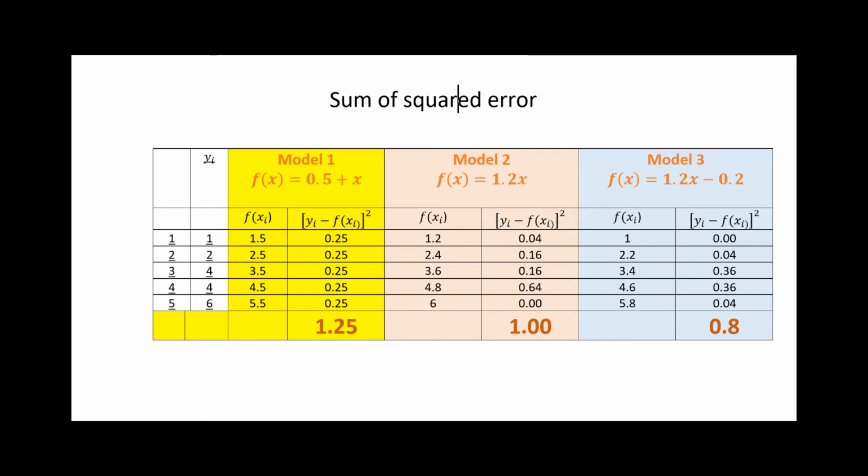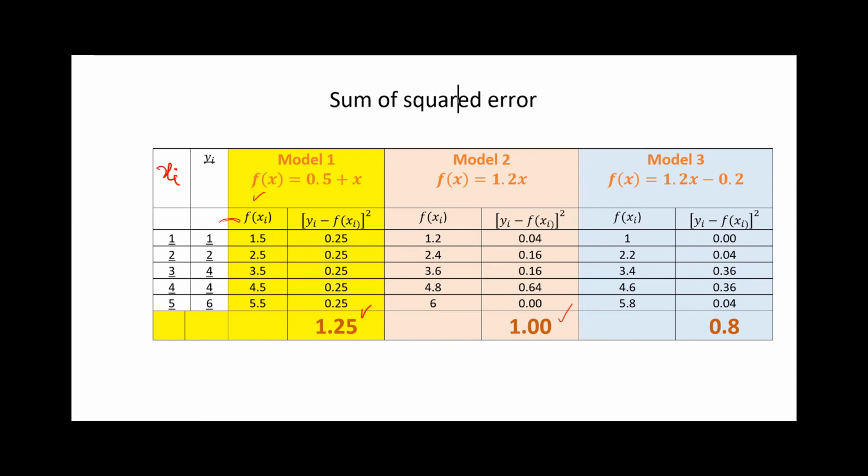If I take the values x_i and y_i, the first one as x_i and the second one as y_i, for these values you can find f of x_i, where f of x is 0.5 plus x. Then take the difference between y_i and f of x_i, take the square of that, and sum the squares. So the sum of squares is 1.25 in this case. For model 2, the sum of squares is 1. And for model 3, in the same way, we find y_i minus f of x_i, the whole squared, and that sum is 0.8.